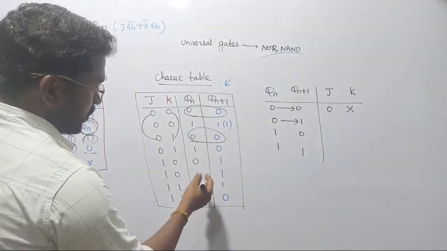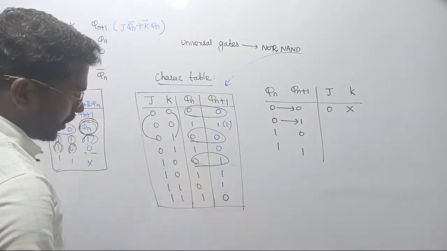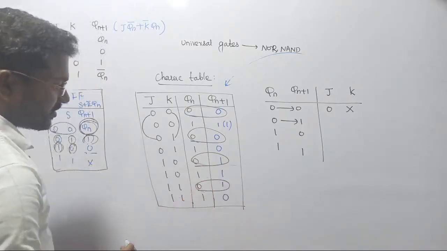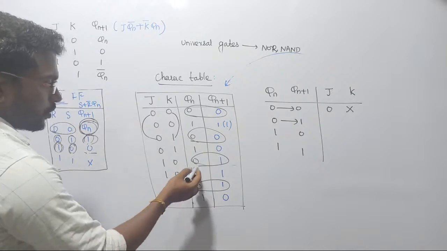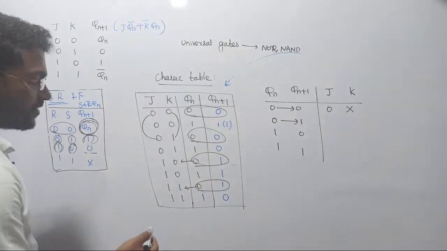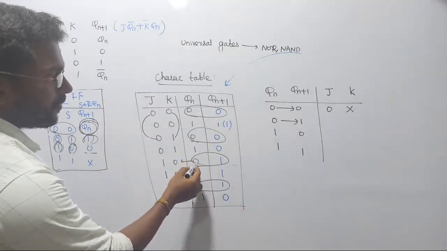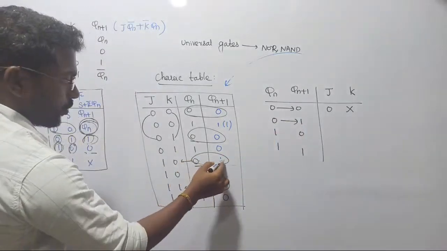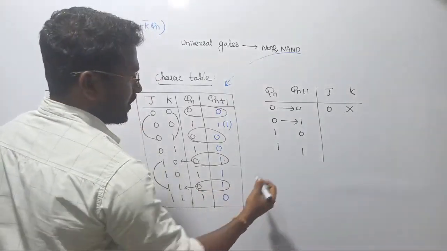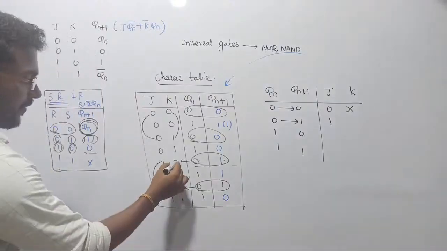Now while going from 0 to 1, how many possibilities are there? Here we have the possibility. Any other possibility? Yes, here also we have one more possibility. Let's see its corresponding possible inputs, right? If you observe these two carefully, we are going from 0 to 1 in both. Its possible inputs are: J is going to be 1, whereas K value is 0 or 1.